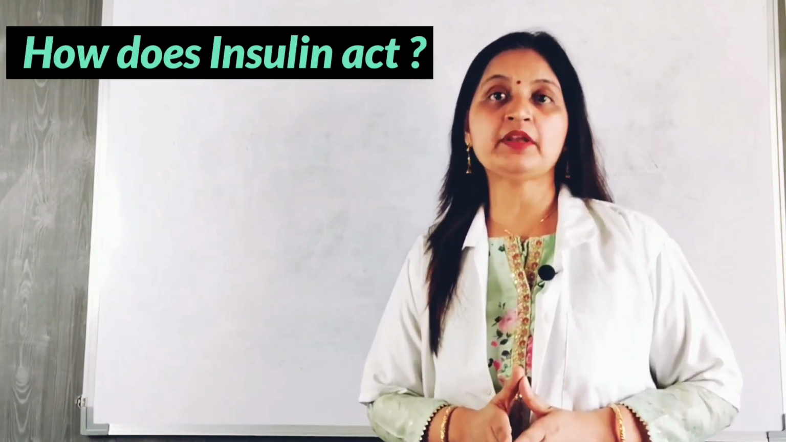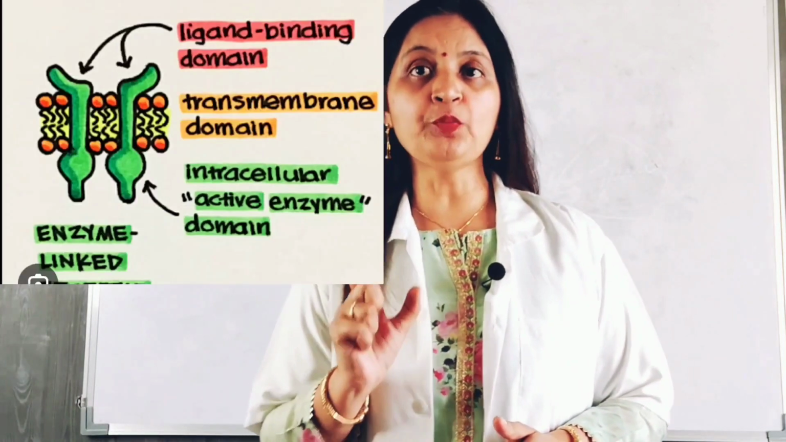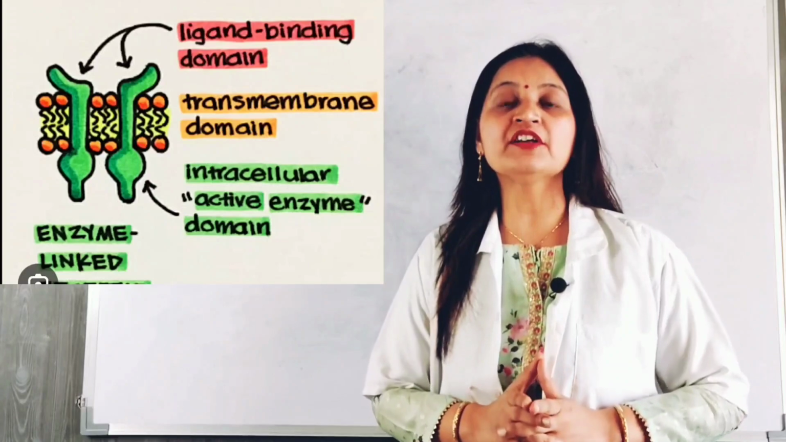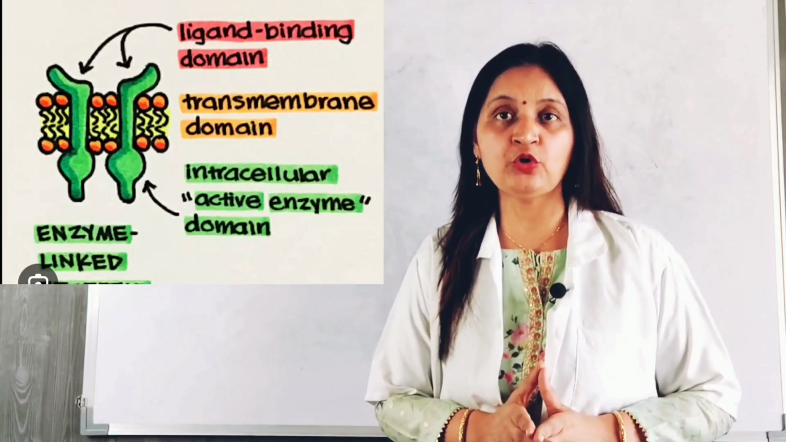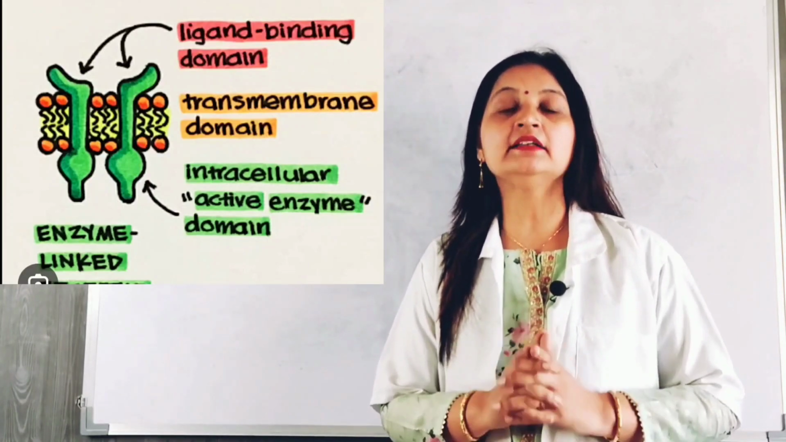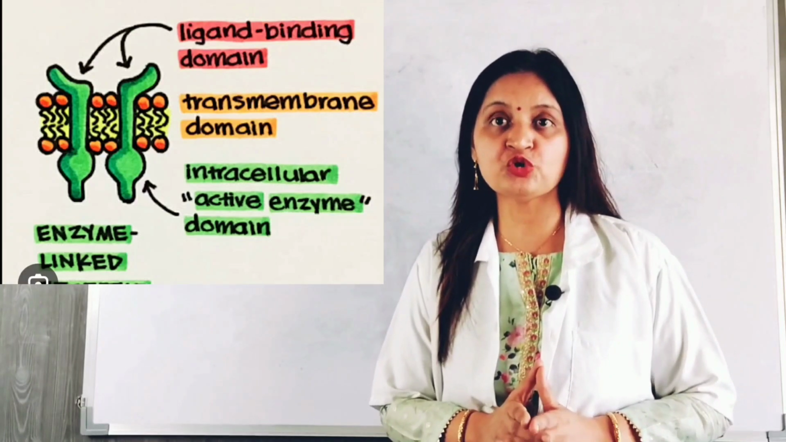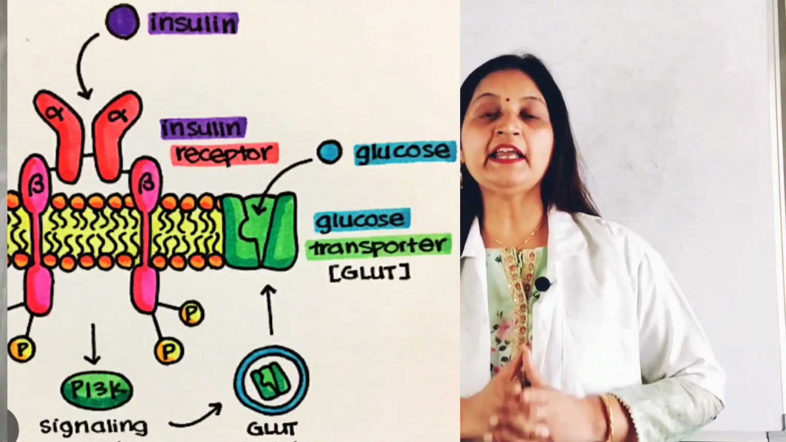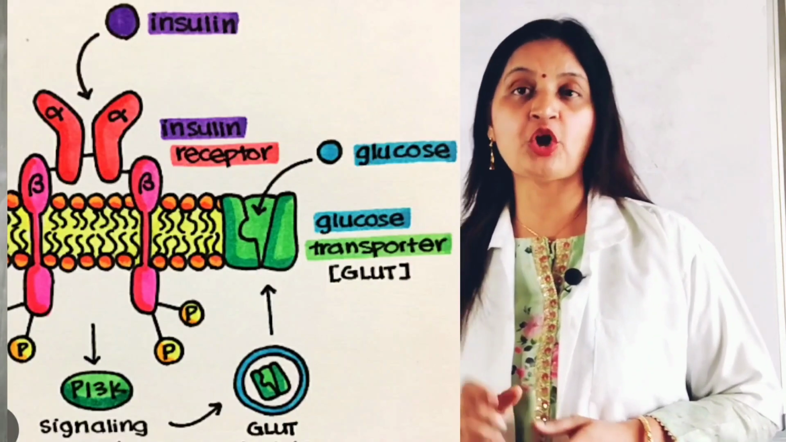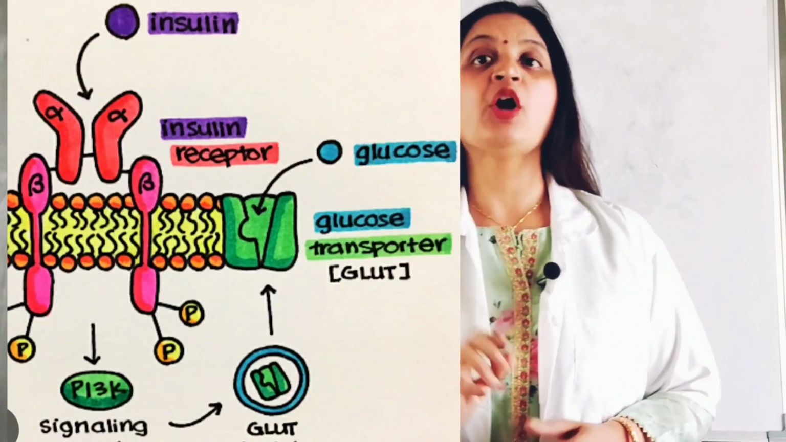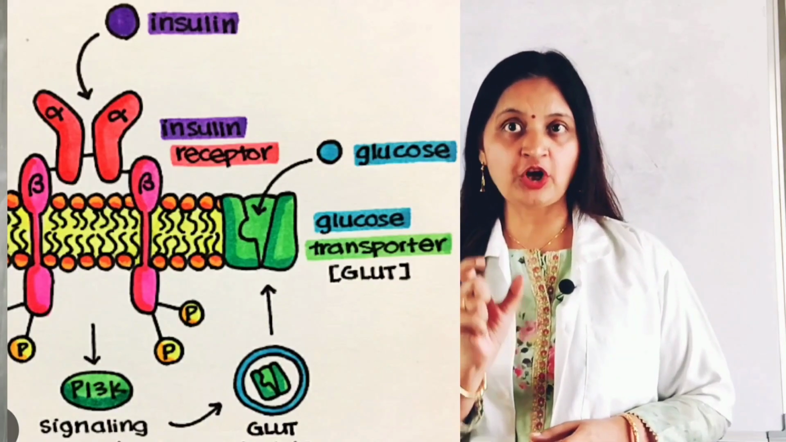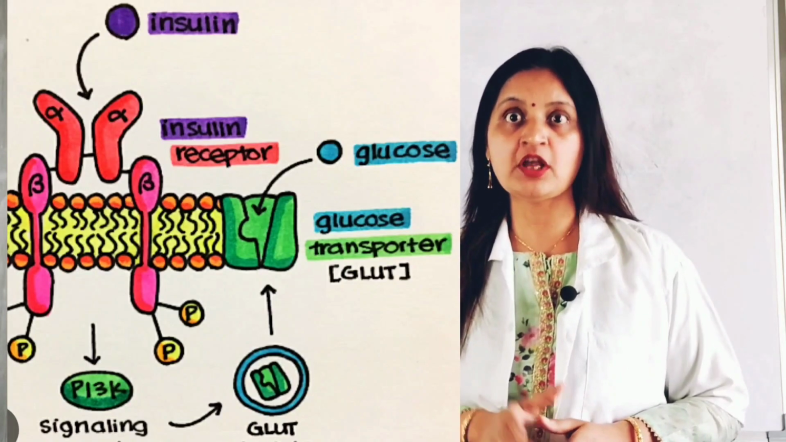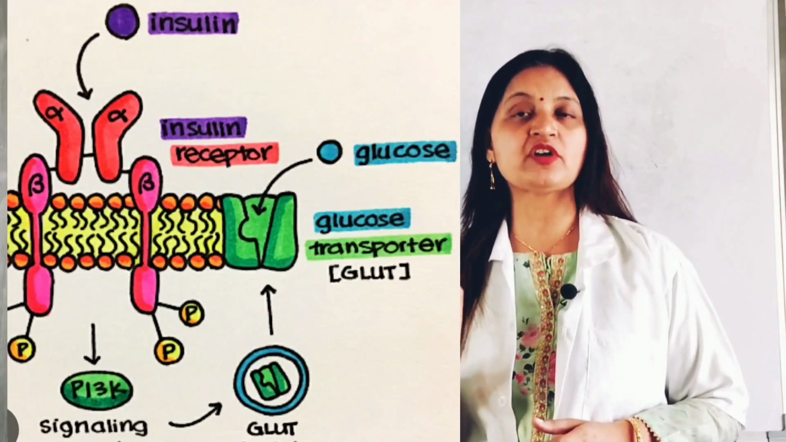The insulin receptor has two alpha chains and two beta chains linked together by disulfide bonds. The two alpha chains have a ligand binding domain to which insulin binds, and the beta chains are attached to tyrosine kinase enzyme residue. So the binding of insulin causes activation of tyrosine kinase enzyme, which causes autophosphorylation of the beta chains and phosphorylation of the tyrosine residues of the insulin receptor substrate protein.